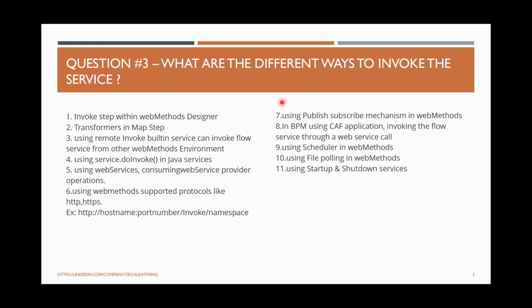And there are also other ways. When you use a publish and subscribe mechanism, whenever data comes to your trigger, you can invoke your flow service. And if you are using a BPM, there is a way to call your services through web services. If you have a service which you want to schedule, you can use the scheduler to invoke a service. And if you have a file polling port, then if any messages come to a particular folder, you will be able to call your services from that particular configuration.